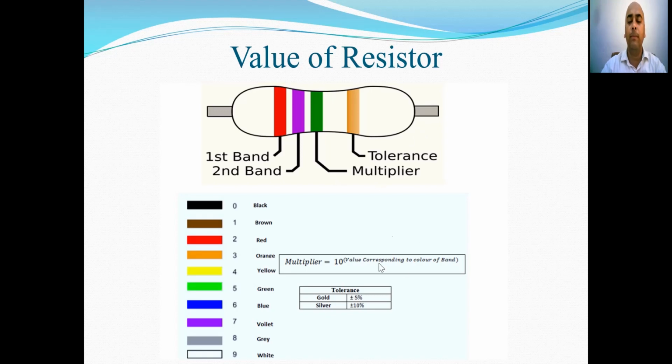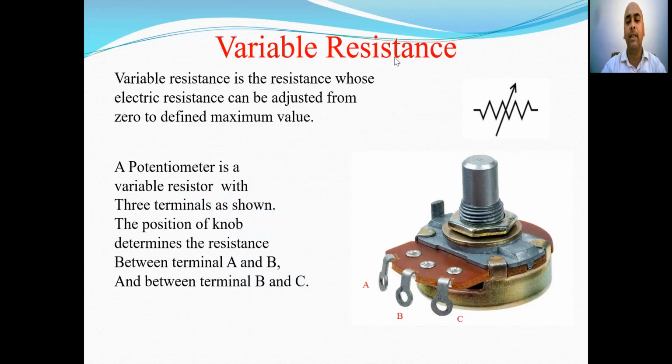The fourth band indicates the tolerance of the resistance. The tolerance for gold is plus minus 5% and tolerance of silver is plus minus 10%. Next in the series is variable resistance. So variable resistance is the resistance whose electrical resistance can be adjusted from 0 to some defined maximum value.